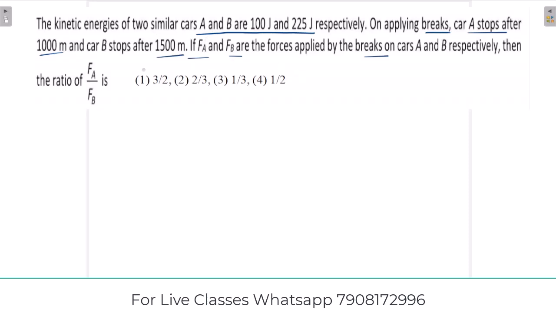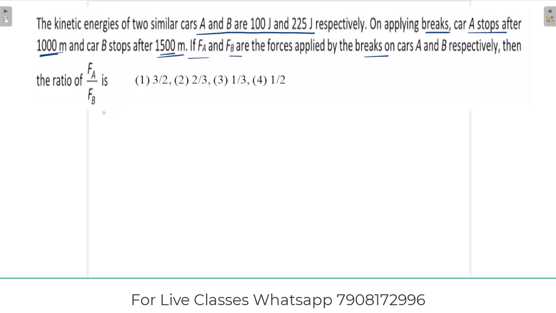So here the kinetic energies of the two similar cars are given, and on applying brakes, the two cars stop at different distances, one after 1000 meter and another after covering 1500 meter. We have to calculate the ratio of FA and FB. Now we know that the work done is force into displacement.